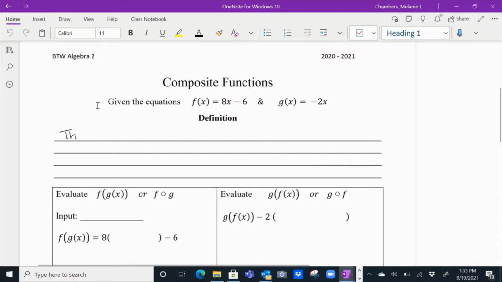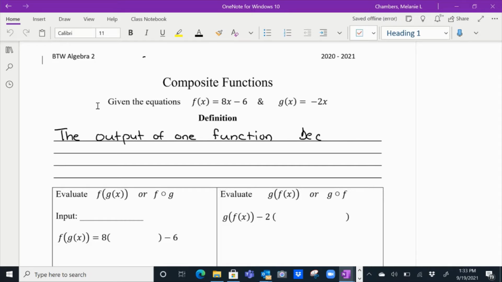In this video, I will be covering composite functions. A composite function is when you take the output of one function and it then becomes the input of another function. So essentially what we're going to be doing is taking one function and putting it on the inside of another function and evaluating that function. I know, a lot of function, a lot of inputs, a lot of outputs.